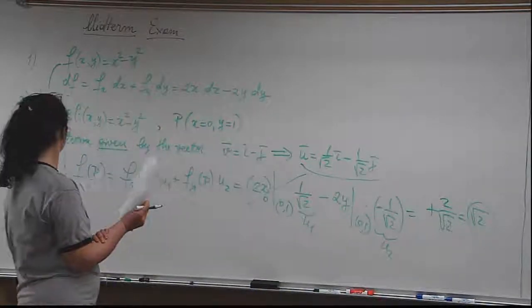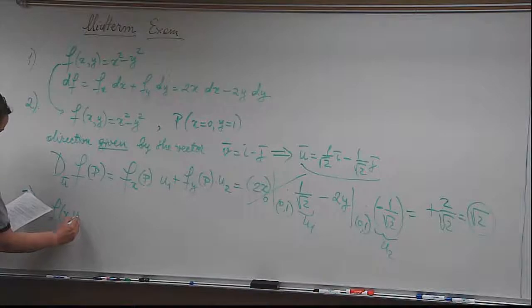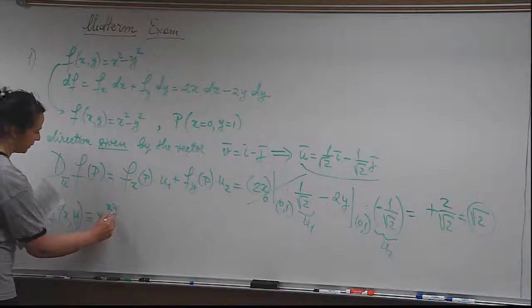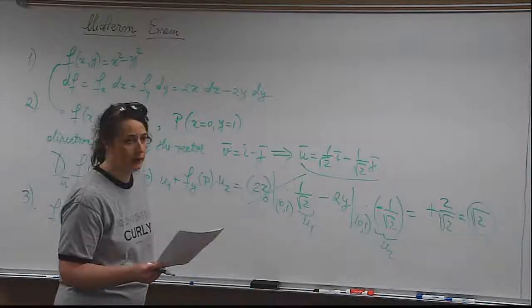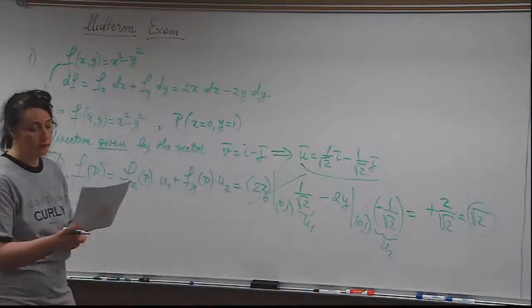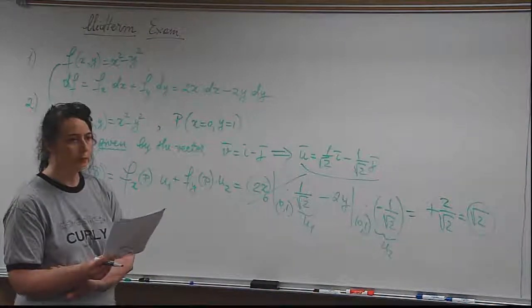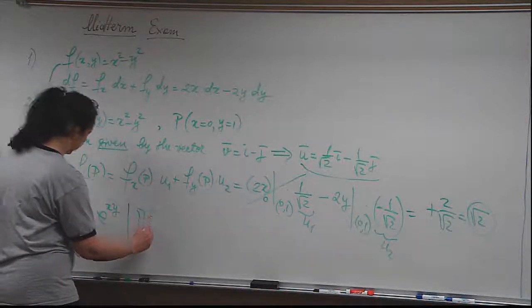Now, on number 3, the function given is different, f of x, y equals e to the xy. And they say the gradient of this function is at an arbitrary point. That was only part of a problem, a little bit of credit for just writing the gradient. This is actually easy, it's a piece of cake.